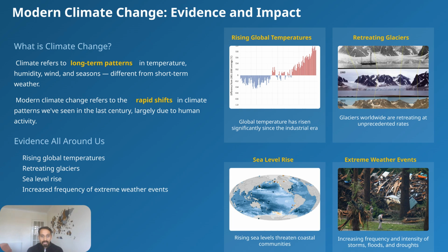A few of the evidence I already mentioned in the slides, that it's all around us. Retreating glaciers, sea level rise, global temperature rising, and increased frequency of extreme weather events. Based on satellite data, ice cores, and ocean heat, these events are happening very fast, and all the records point to an accelerating trend.